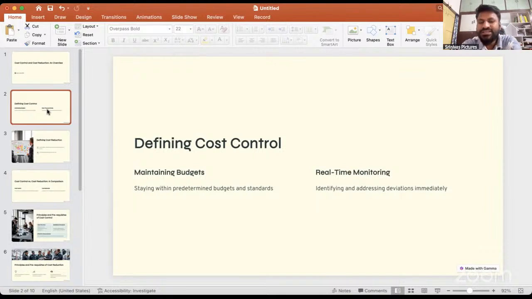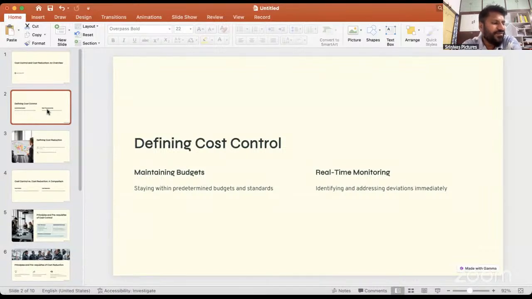Where the expenditure is identified, where it is increasing very highly, and where the expenses are increasing without relating to the manufacture, in that situation we try to minimize the cost. So that is cost control.